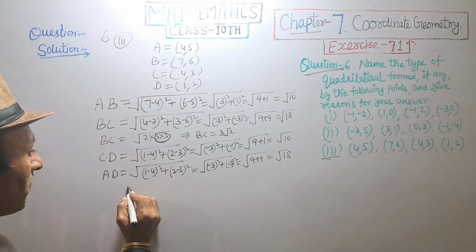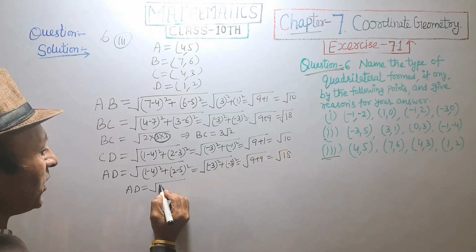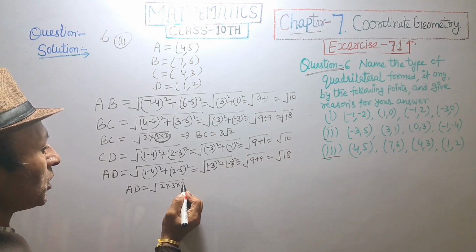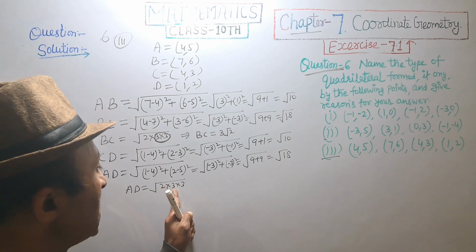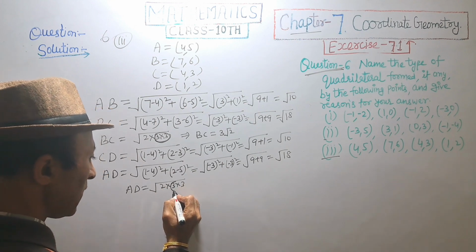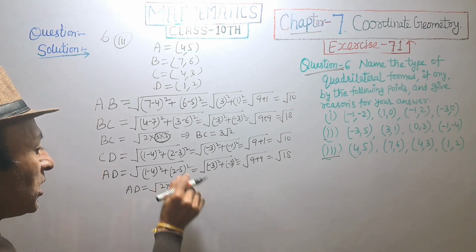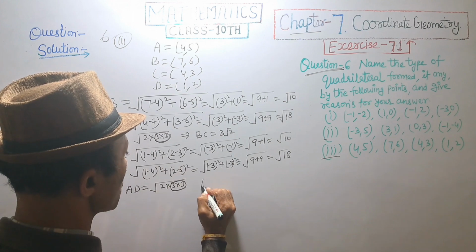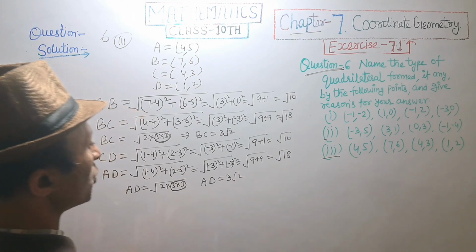But AD is equal to root of 18, which can be written as 2 into 3 into 3. Prime factorization of 18 is equal to 2, 3s are 6, 3s are 18, and in root, one pair of 3 is taken common. So AD is equal to 3 root 2 units.